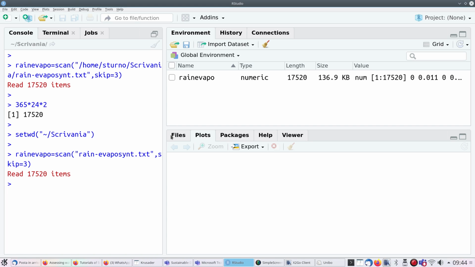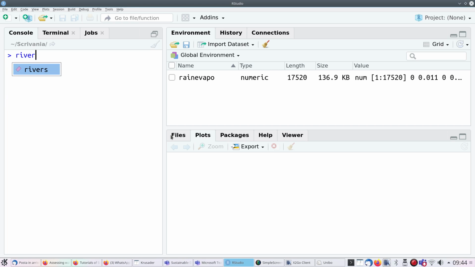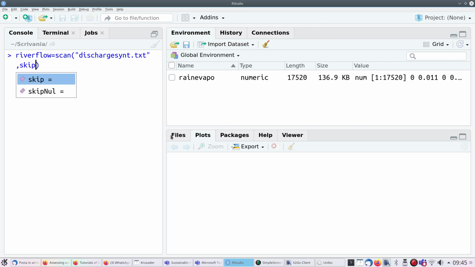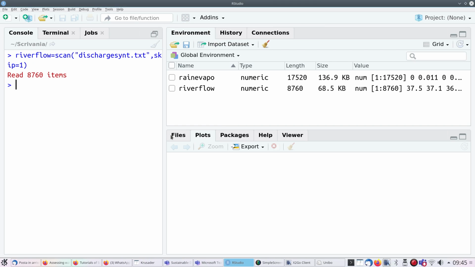Now let's open, with the same method, the river flow data. Okay, I clear the console. River flow equal scan, commas, and I don't remember the name of the file. Let me see. No, discharge sync txt. I think it was skip equal one here. Good. Again, if you have any problem, please let me know.